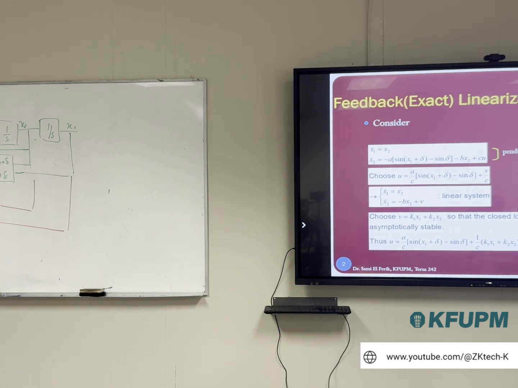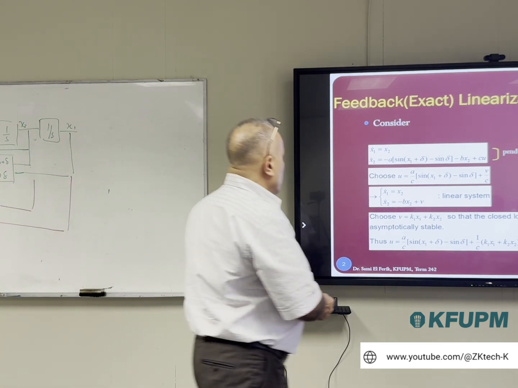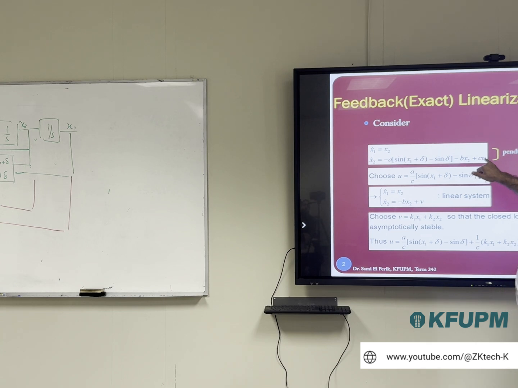So if I do this, then this dynamic is cancelled. It has to multiply C. The U has to go through C. A over C is going to enter in U. So C times U is there. All what we have is A multiplied by this term.